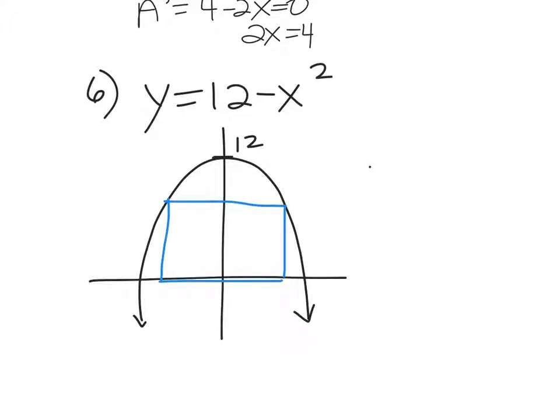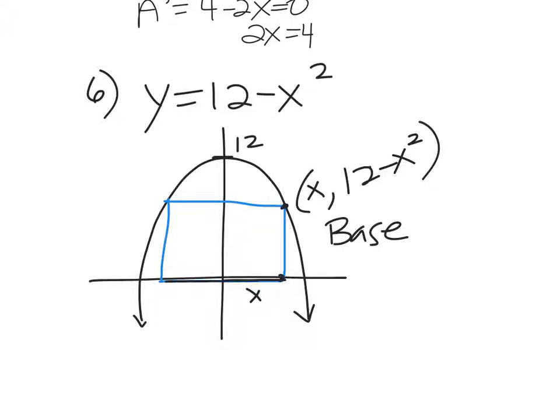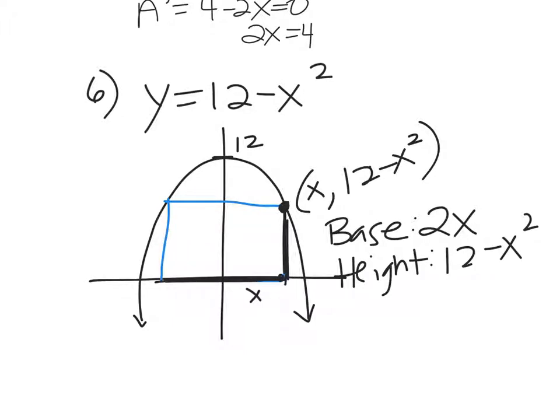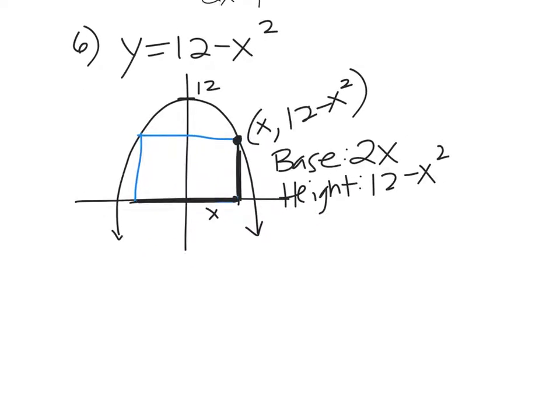Okay? So we label this x from here to here, which means that this is the point x. And if you plug x in to find out what y is, it's 12 minus x squared. So that means that the base is 2x, and the height is the y value of that, which is 12 minus x squared. And so the area of this thing would be 2x times 12 minus x squared.